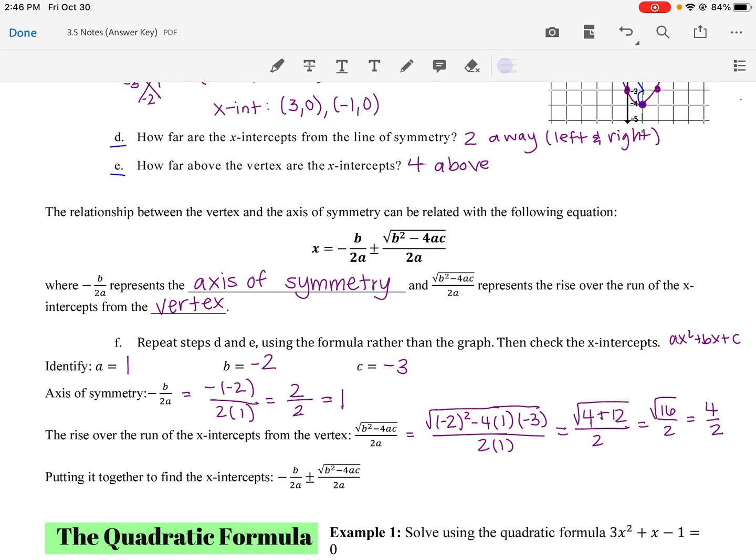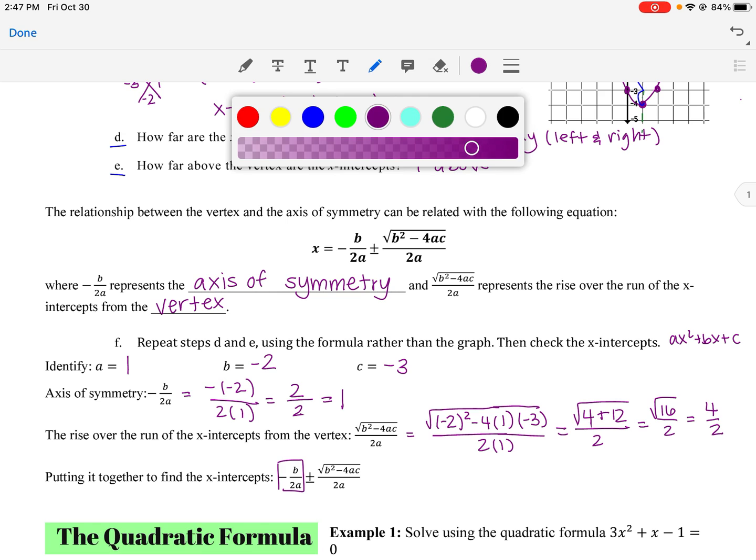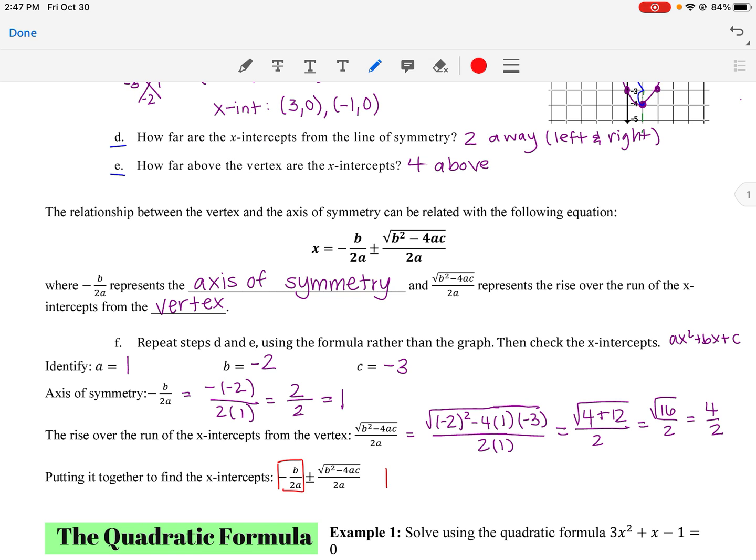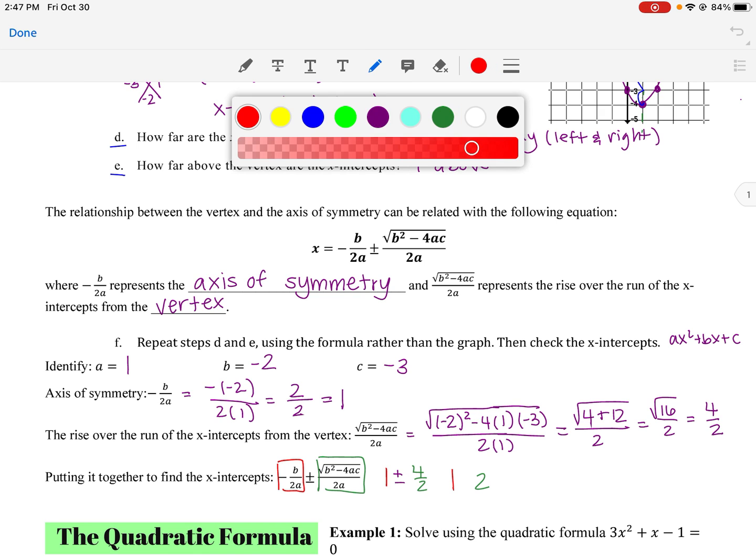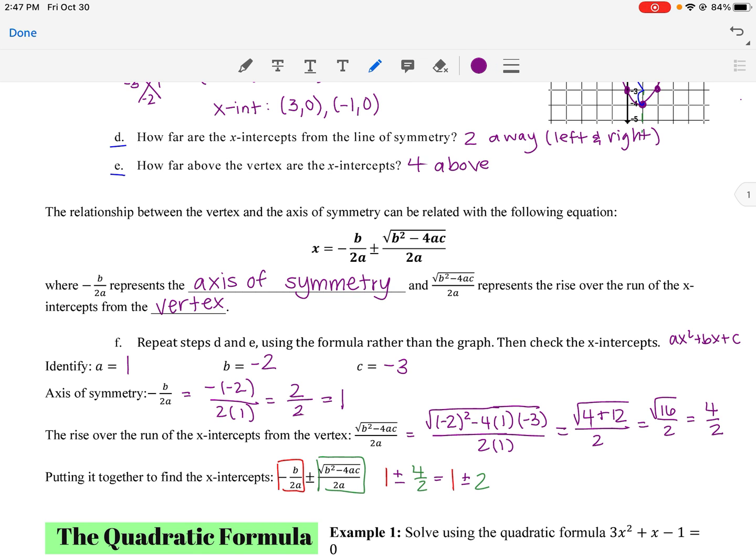So if we put it together and we want to check our two x-intercepts, notice we have this value right here is 1. Let's do it in, let's say, red. So we get 1. And then our equation says we're going to do plus and minus. And then this next part, we just said was 4 divided by 2, which is equivalent to just 2. So we have 1, plus or minus 2.